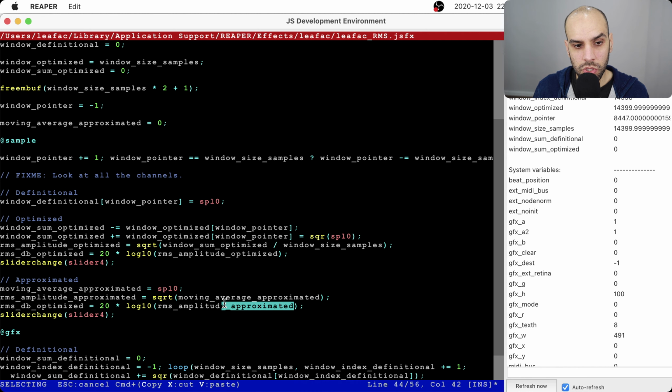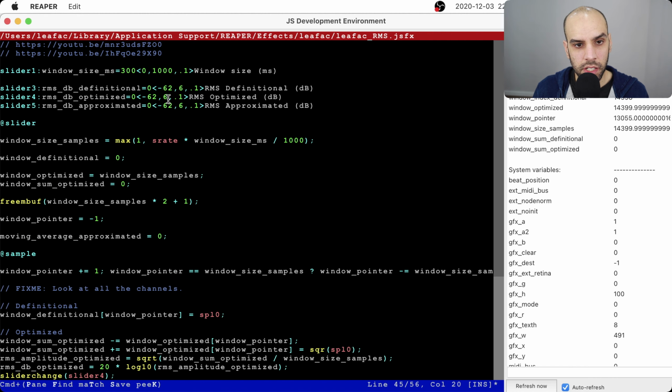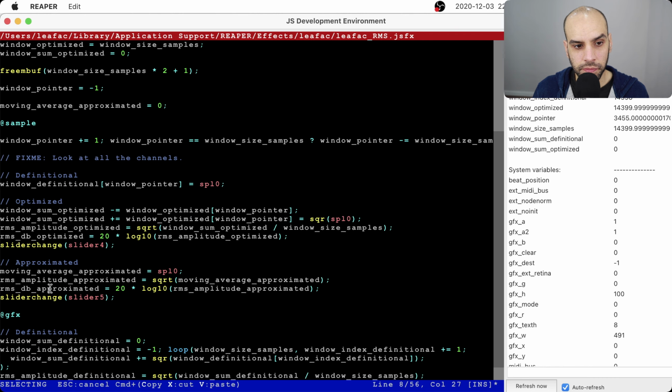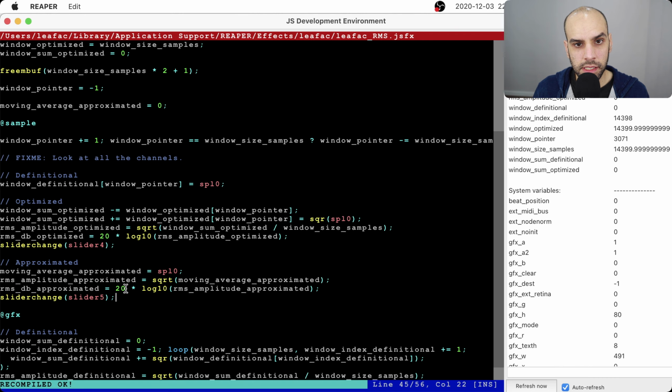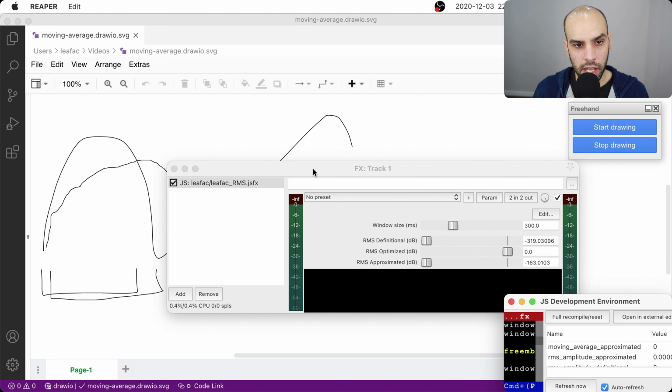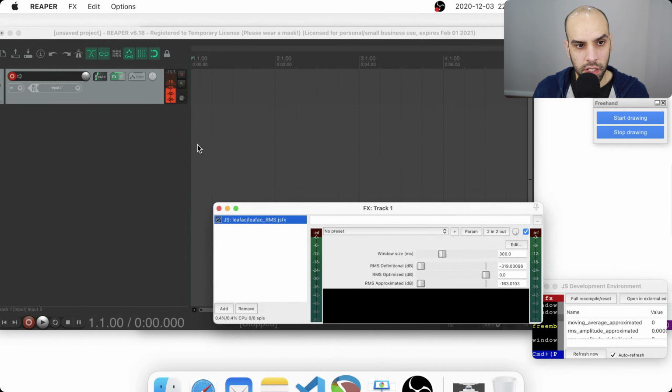So I'm going to just rename some of the variables here, and we'll have done the whole steps except for this part, which is the main topic of this video. Also, we want to update slider 5 now, because that's the slider that is showing the RMS dB approximated. Now let's save these, and I'll put this on the side just so we can look at what this is giving us.